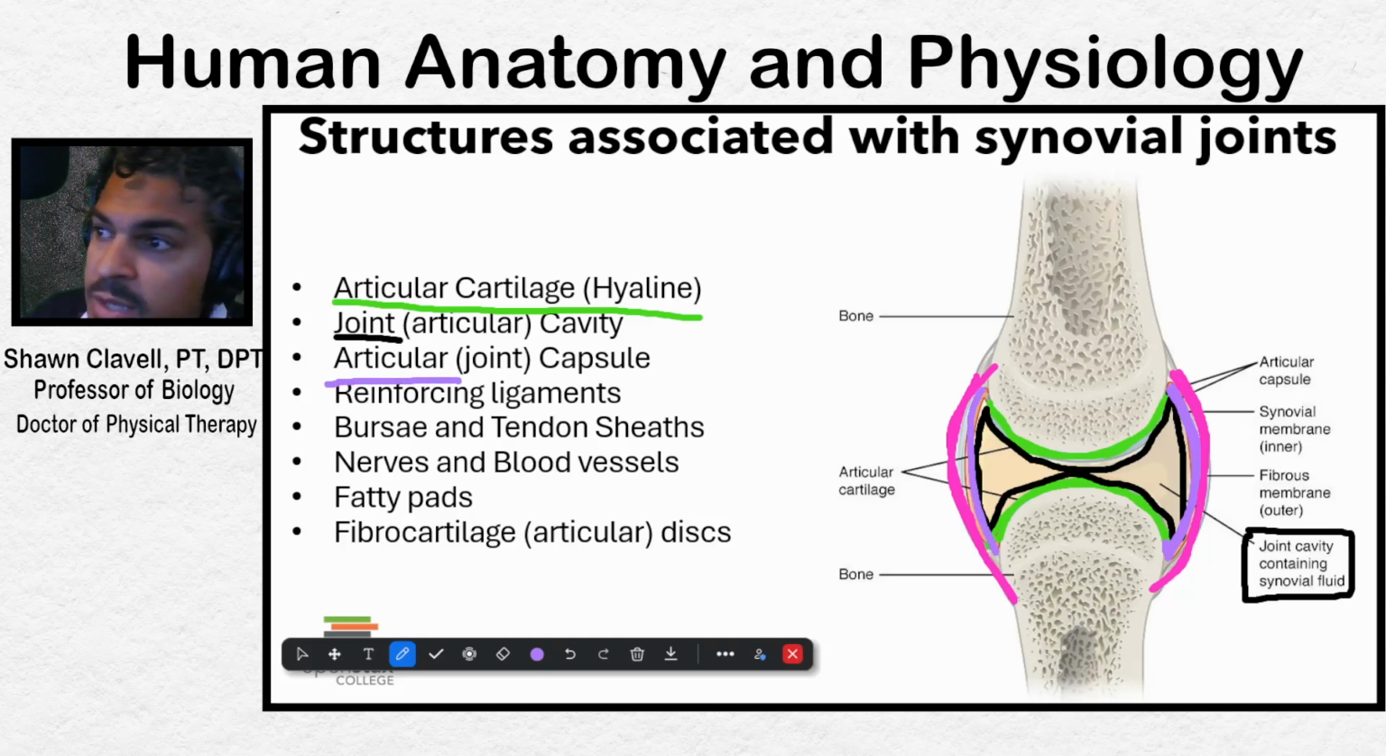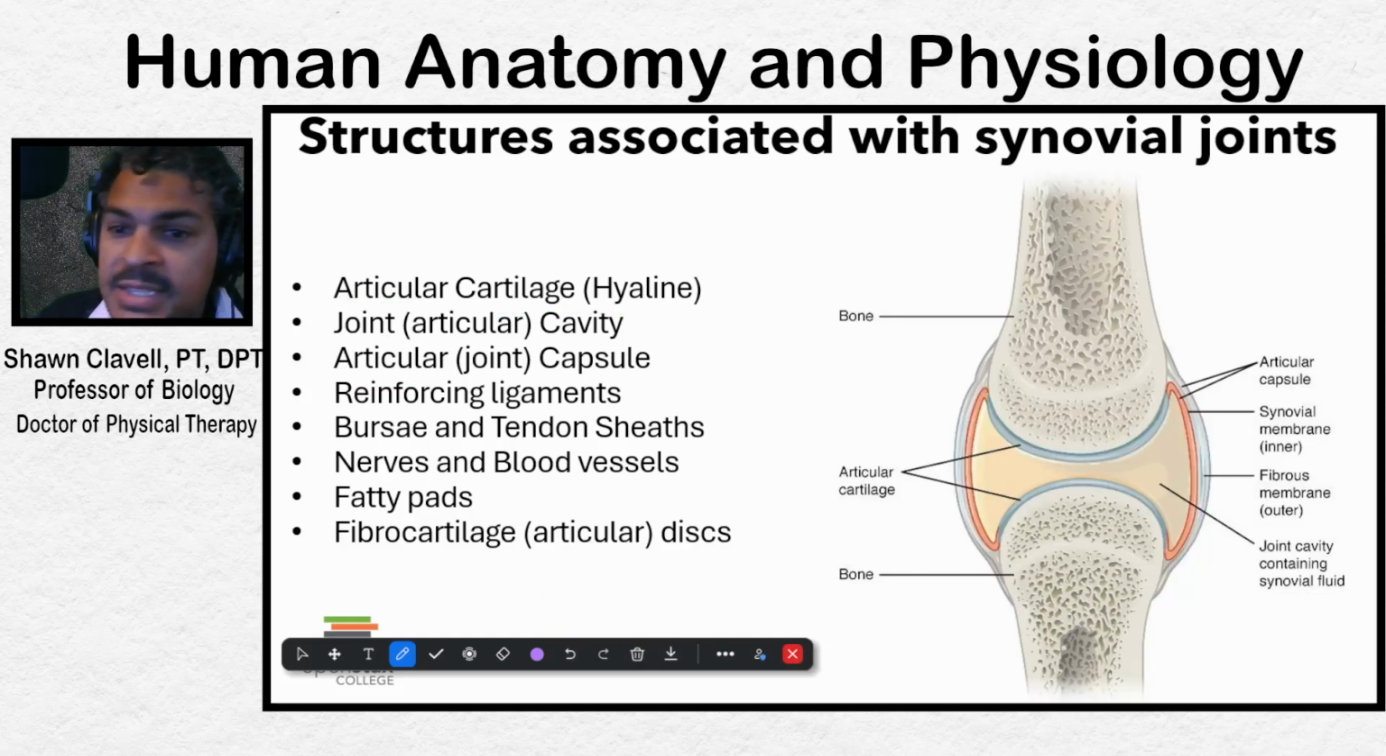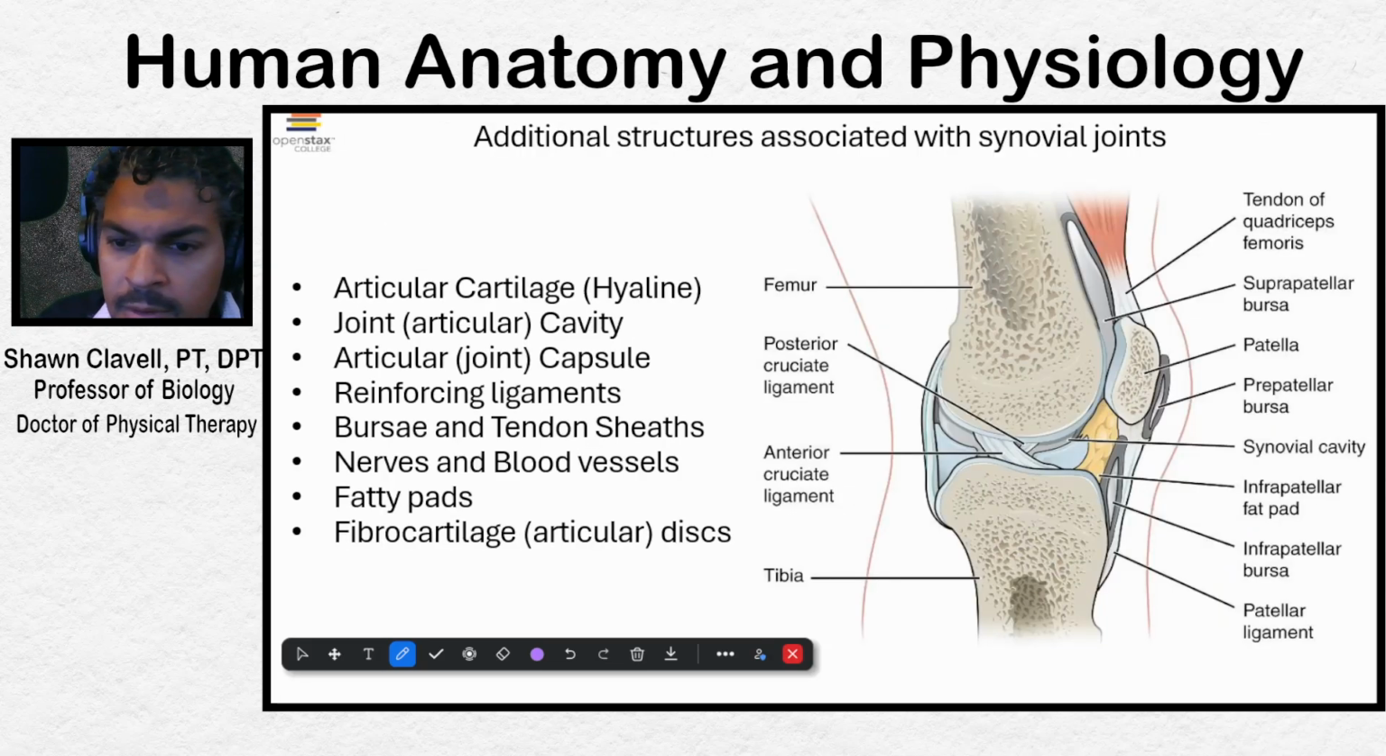And so we've already talked a little bit about the ligaments and the fact that these ligaments are held together and they can bind into the articular capsule, right? So they can become part of the articular capsule, but they can also be inside of the joint itself. So let's go to this slide here.